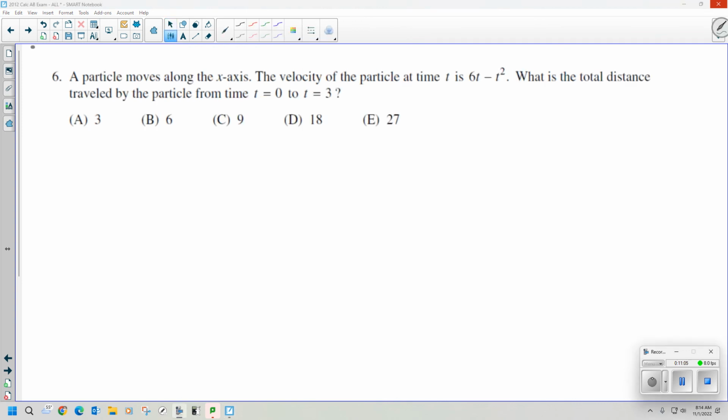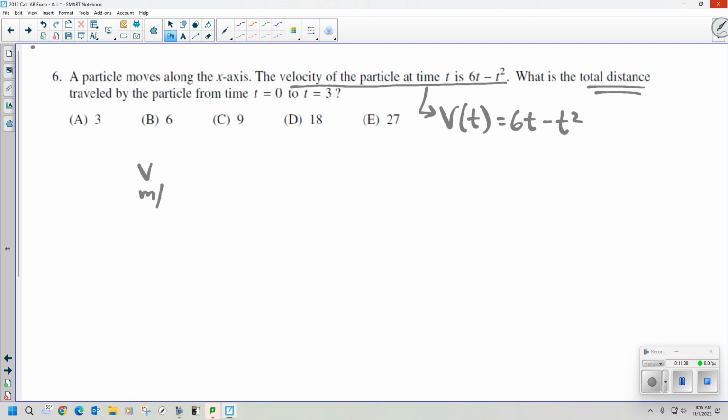Question 6. A particle moves along the x-axis. The velocity of the particle at time t is 6t minus t squared. Okay, so they're giving us velocity here. That was weird the way they did it. Velocity with time is 6t minus t squared. What is the total distance traveled by the particle from time 0 to time 3? Okay, velocity, which might be meters per second. I don't know what it is.